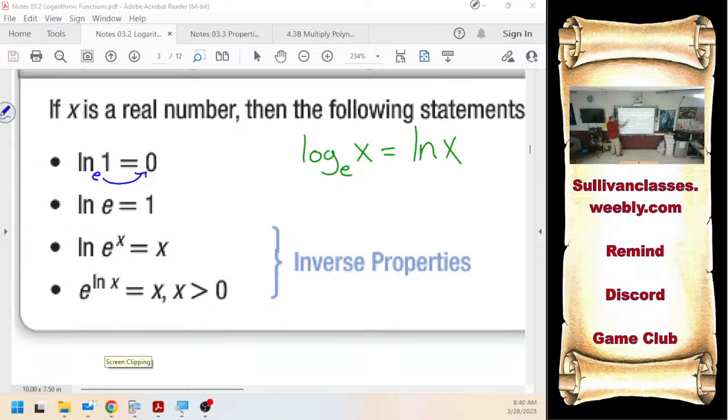Well, e to the 0 still makes 1. e to the first still makes e. It has a base e, so they cancel. It has a base e, so they cancel. Okay? So it's just, it happens so often, it gets its own special name. All right? Check your calculator. Somewhere near log, you should also have ln. All right?